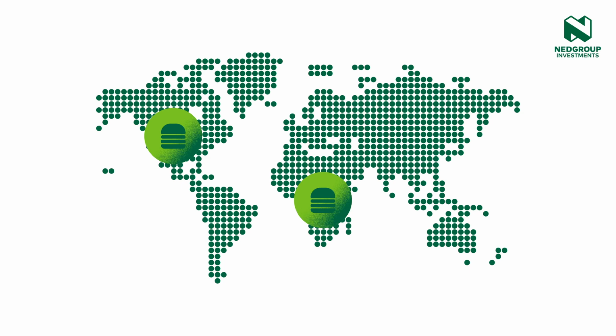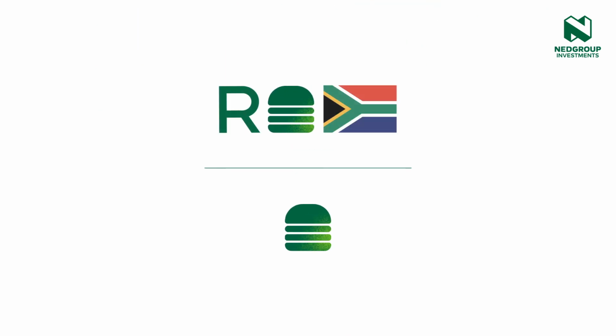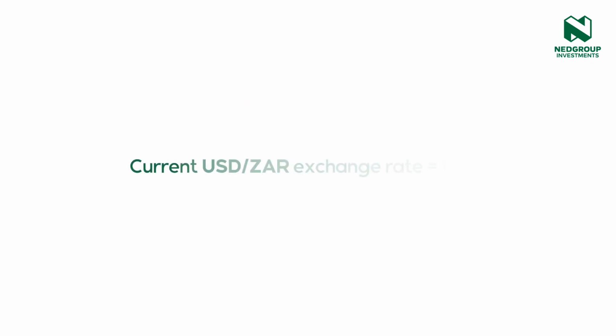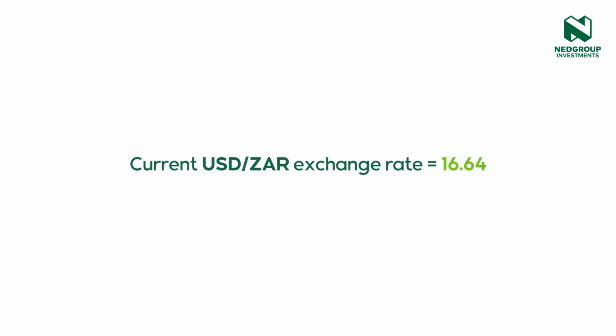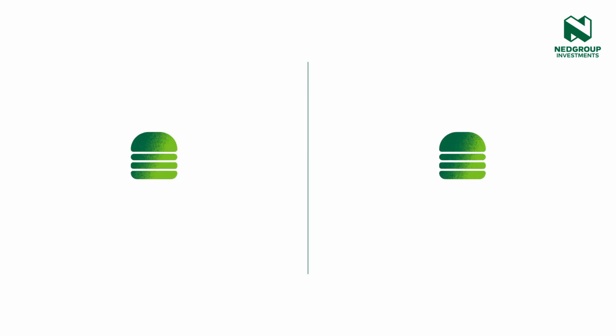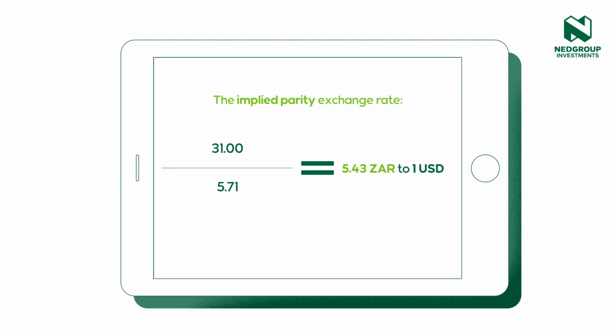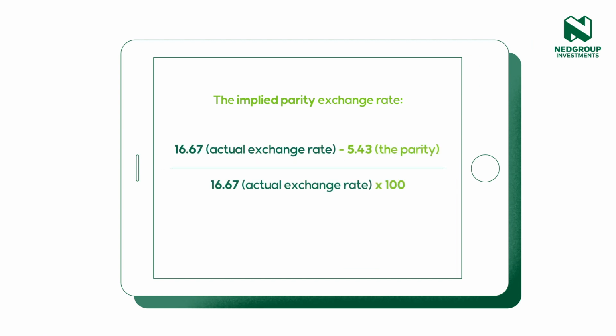Let's look at the Big Mac purchasing power parity exchange rate between two countries. We divide the cost of a Big Mac in one country in its own currency by the cost of a Big Mac in another country in its own currency. This value is then compared with the current exchange rate. In July 2020 in the United States, a Big Mac cost $5.71, while here in South Africa, its price was 31 Rand. The implied purchasing power parity is calculated as follows.